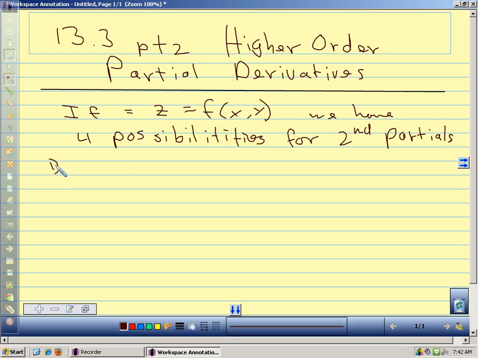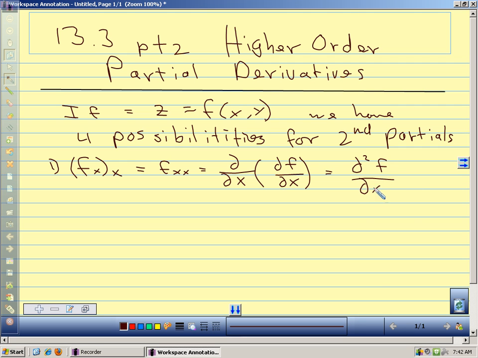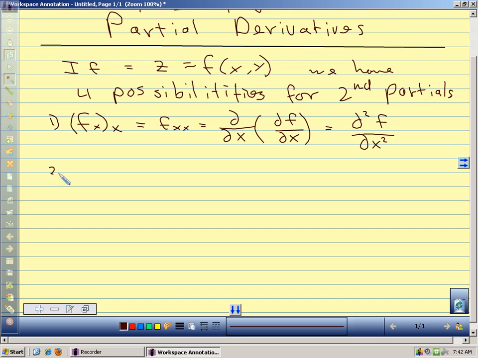Our first derivative, we can take the derivative with respect to x of the first partial with respect to x. We can also write that as fxx. That's the same as the partial with respect to x of the first partial. And we write this as d squared f dx squared. So we take the partial with respect to x and then differentiate that function with respect to x again.